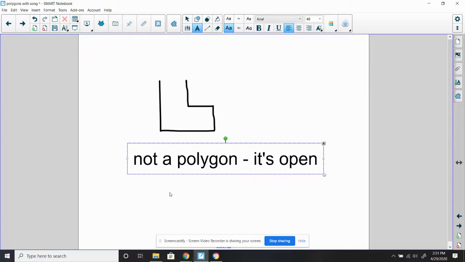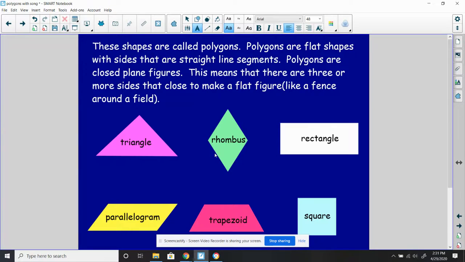So a polygon has to be a closed figure. Every single one of these is closed. So it's like if you pour water into this, if this was an object you could pour water into and it wouldn't drain out. That would be a polygon. It has to be closed.